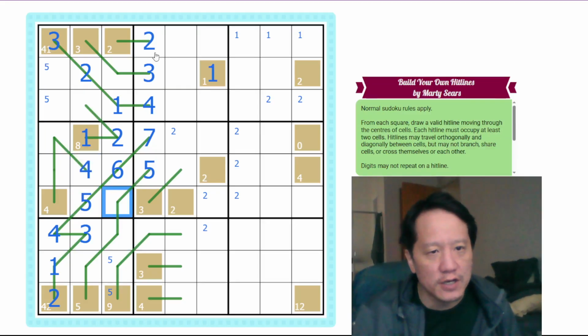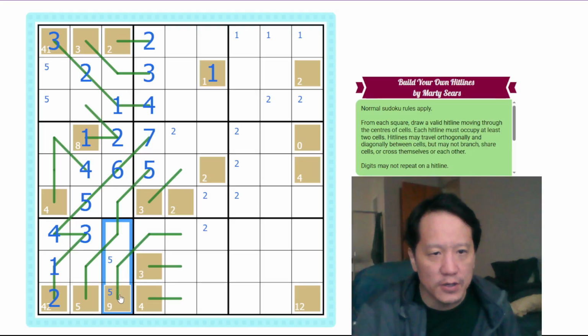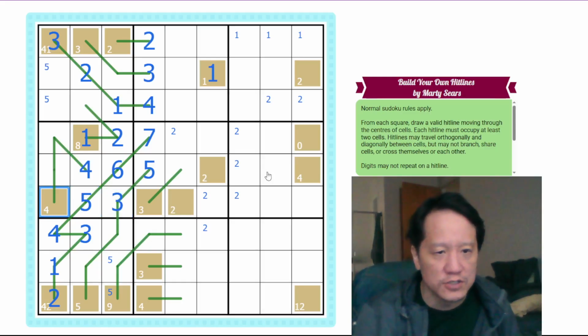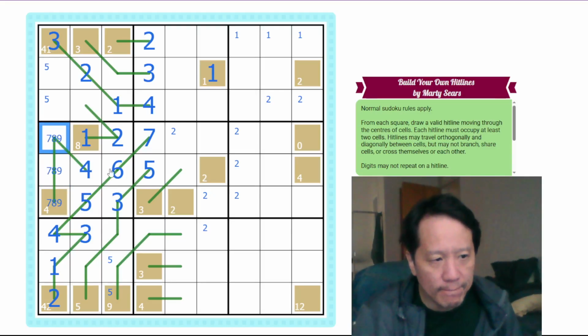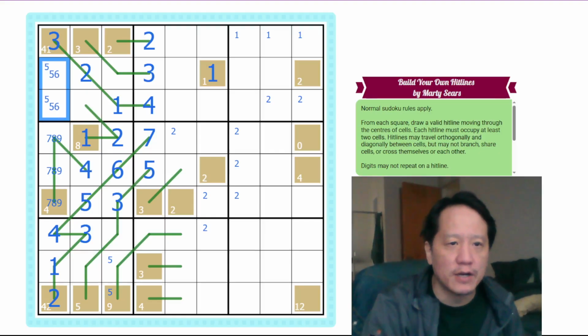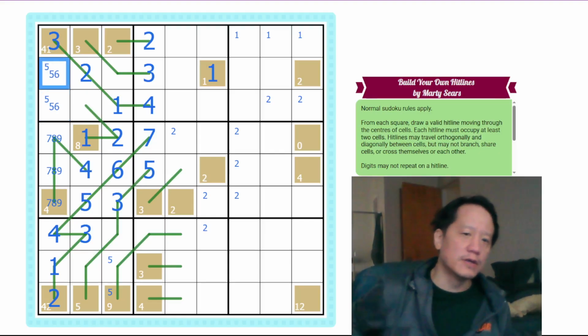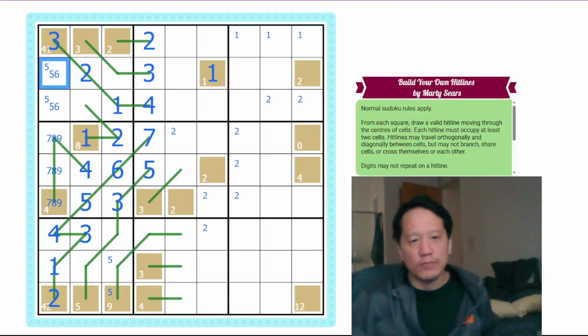Where's the 3 in column 3? Can't be here because of 3 in the box. Can't be here because of 3 in the box. These are filled out. So this is 3, which forces this to be a 7, 8, 9 triplet left in box. 4. That leaves this as a 5, 6 pair in column 1.